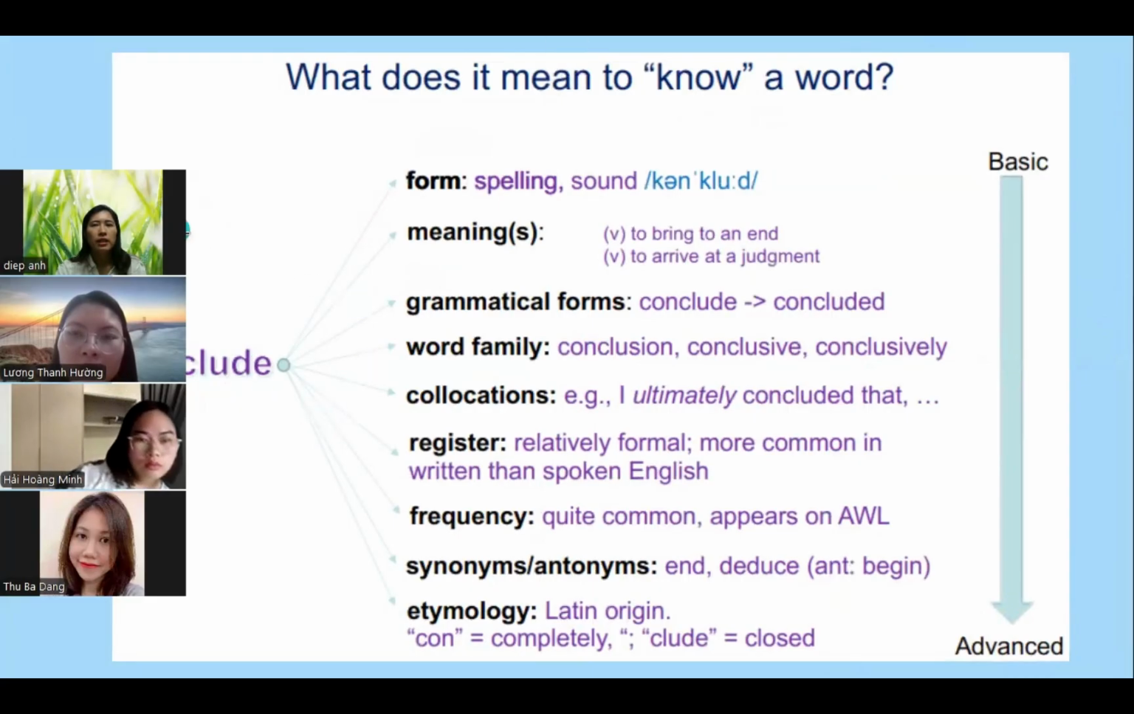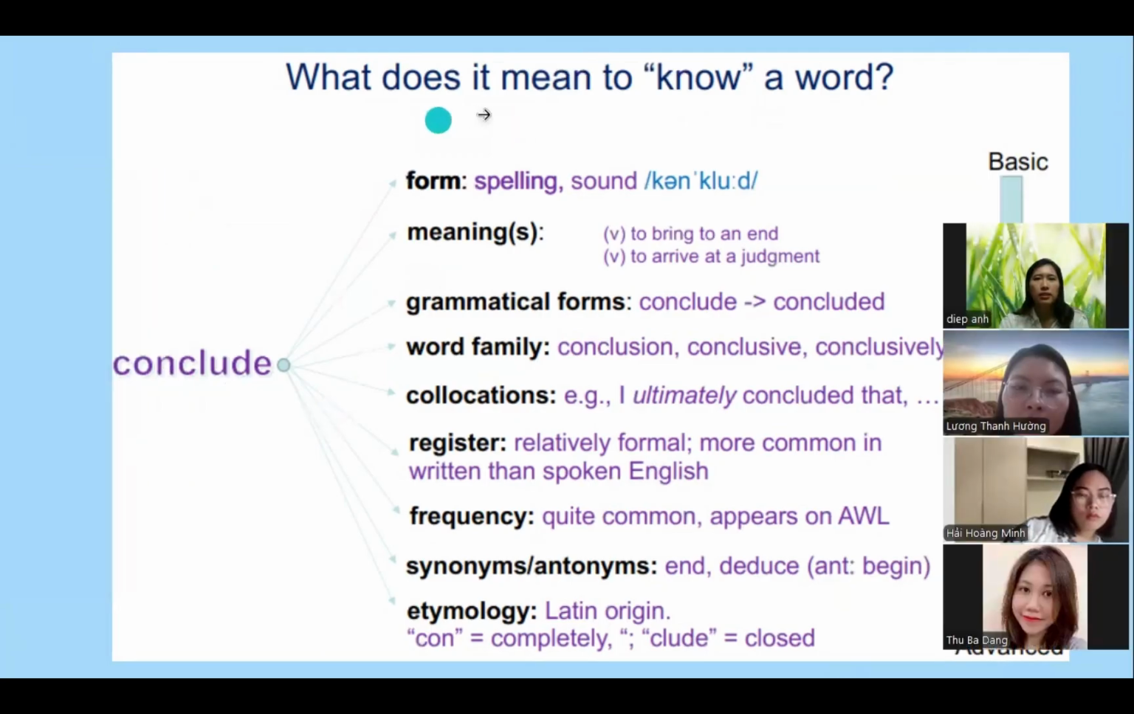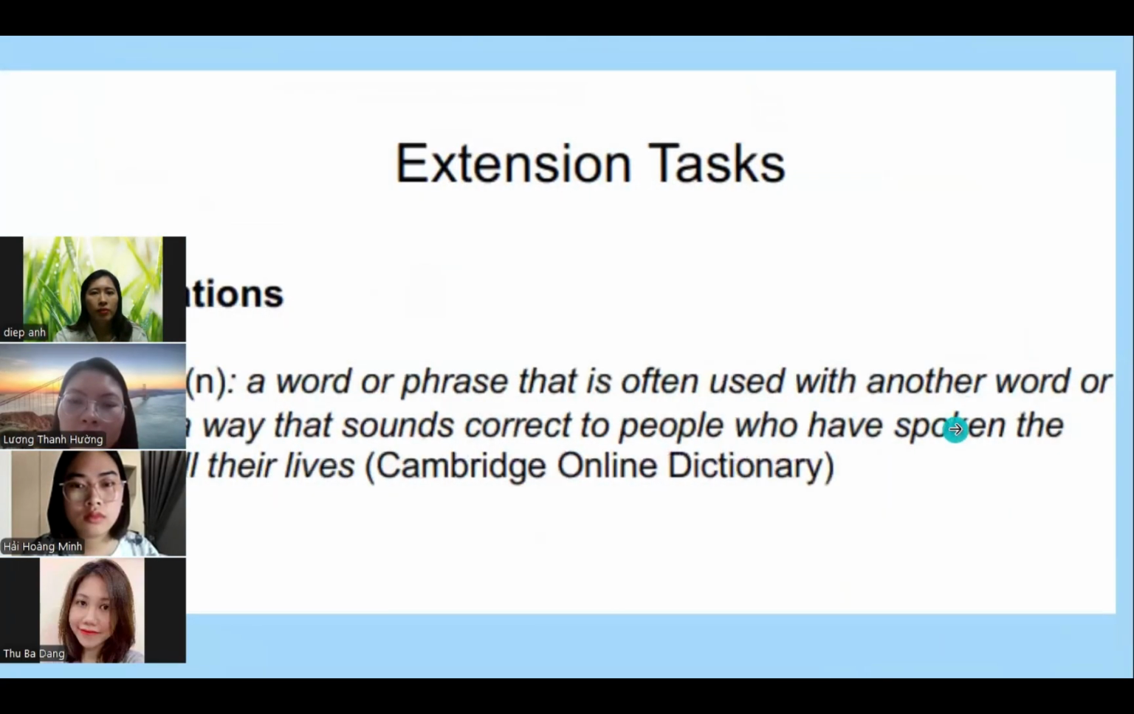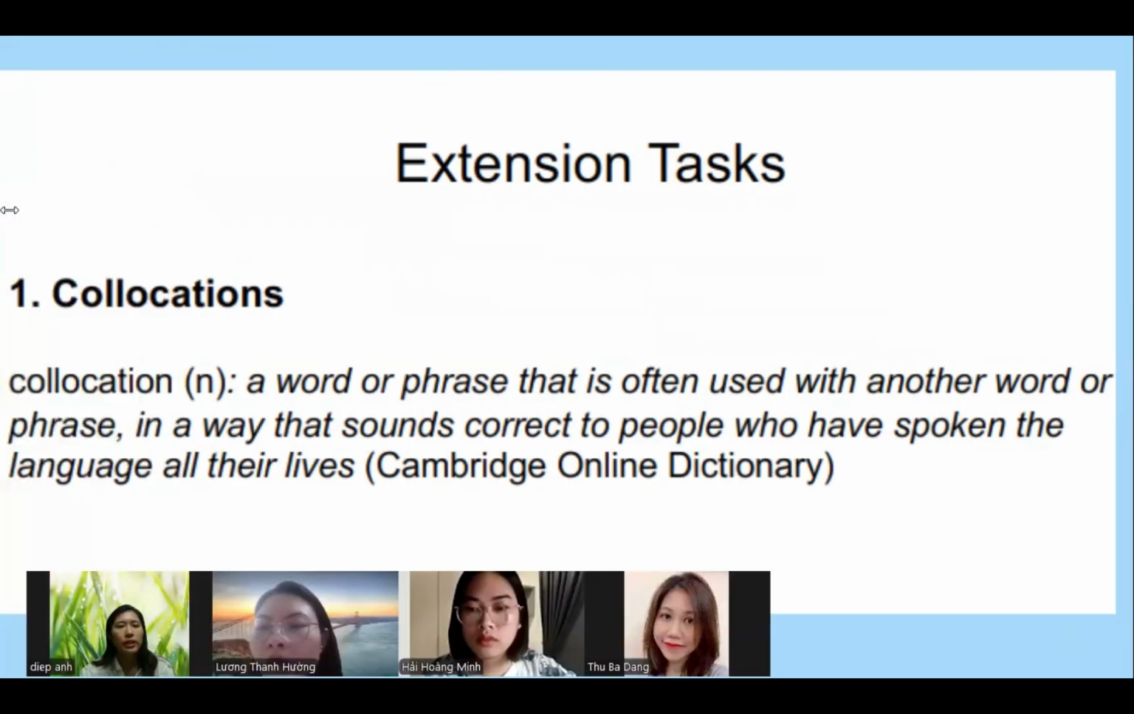And here is the thing we should know about a word. From the basic to the advanced, we need to know about a new vocab. And also in the extension task, the first task we can use four parts, four choices.